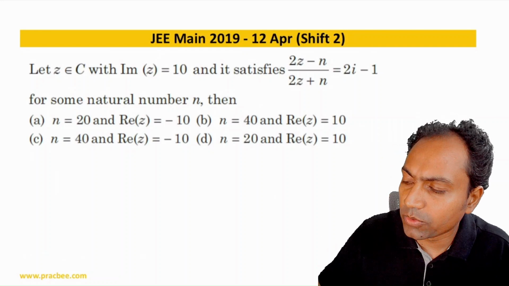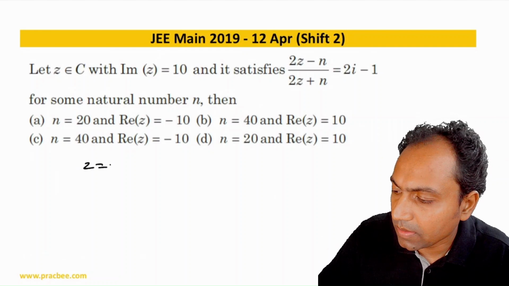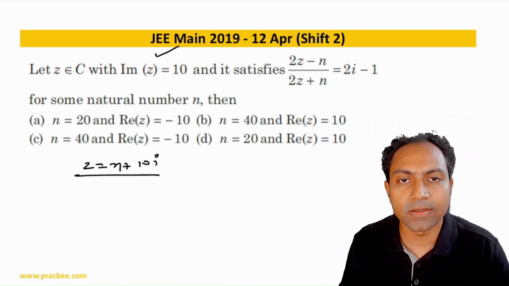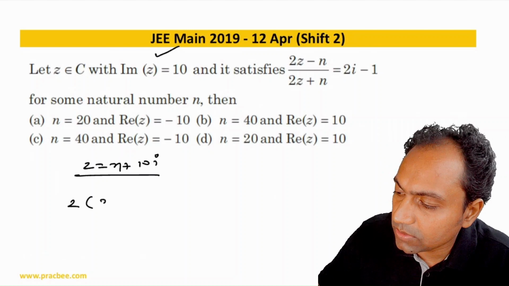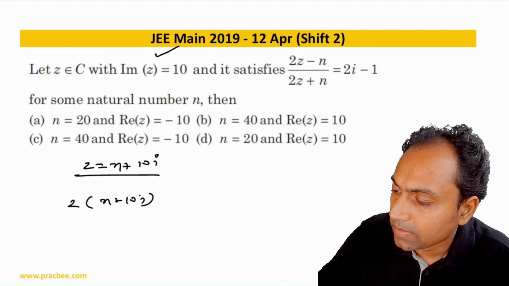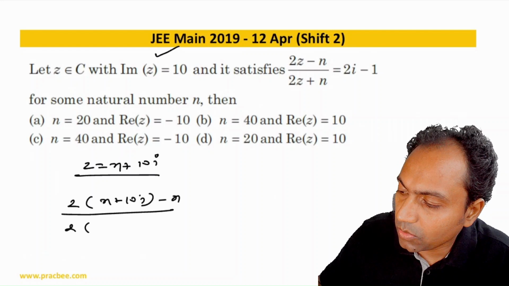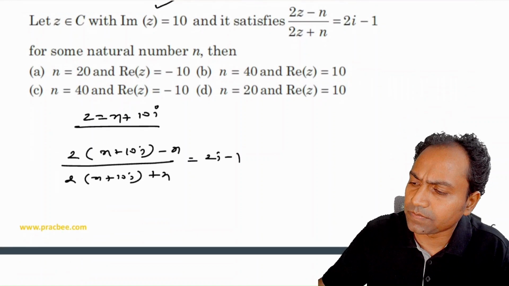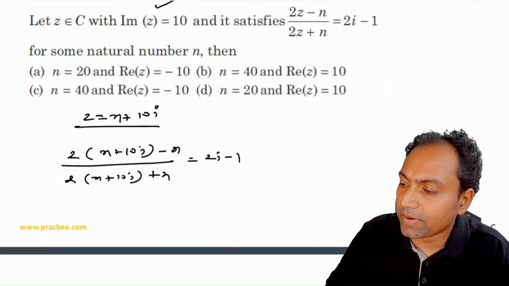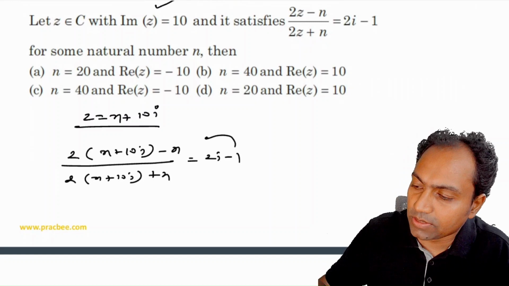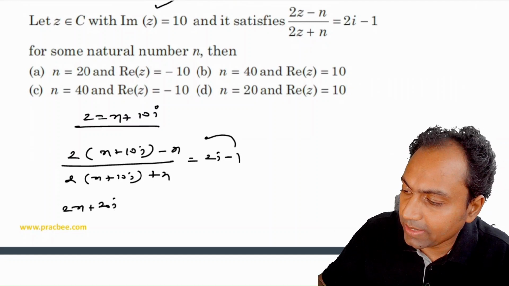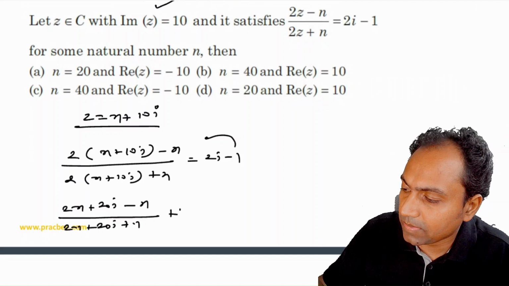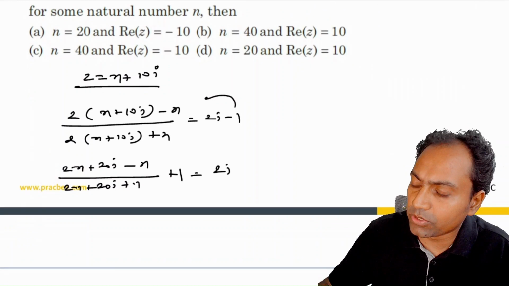What we can do is put the value of z as x plus 10i, because they have given the imaginary part of z as 10. So once I do that, we get 2 times (x plus 10i) minus n, by twice of (x plus 10i) plus n, equal to 2i minus 1. Now, if I do a little bit intelligent thing and take this 1 on the other side, this will become (2x plus 20i minus n) by (2x plus 20i plus n) plus 1 is equal to 2i, and our calculation will become simplified because of this.